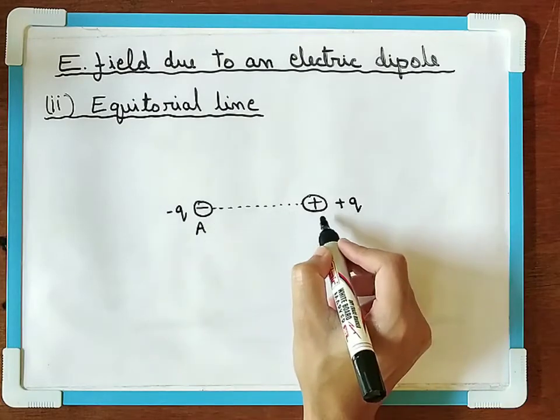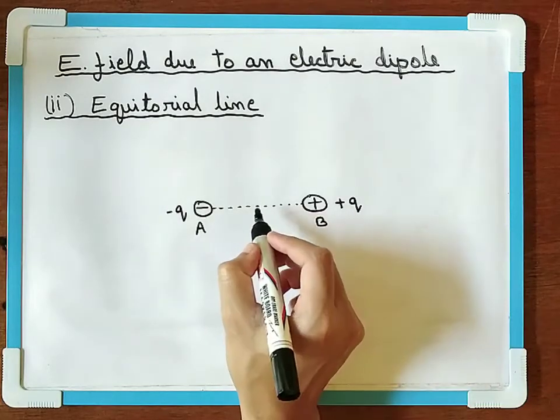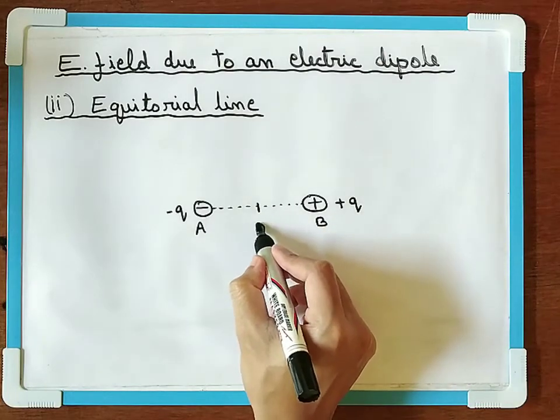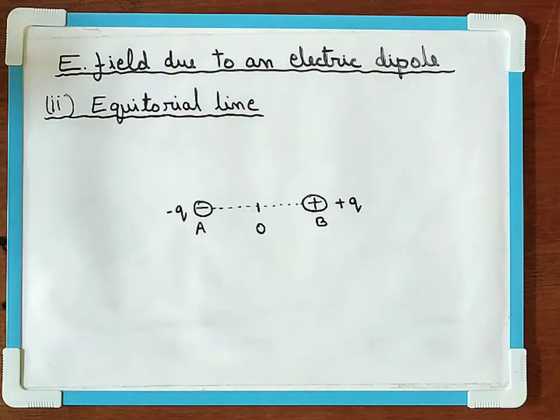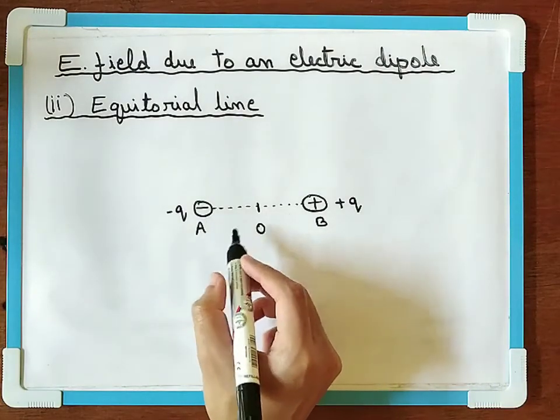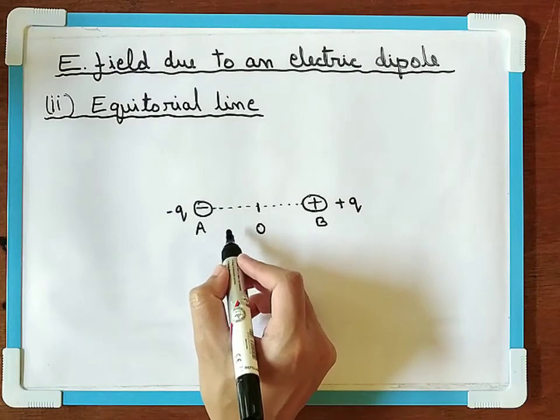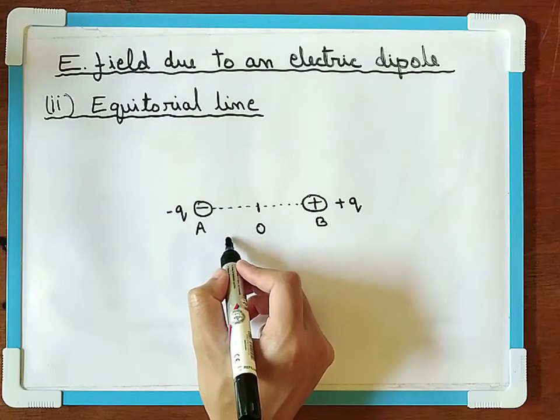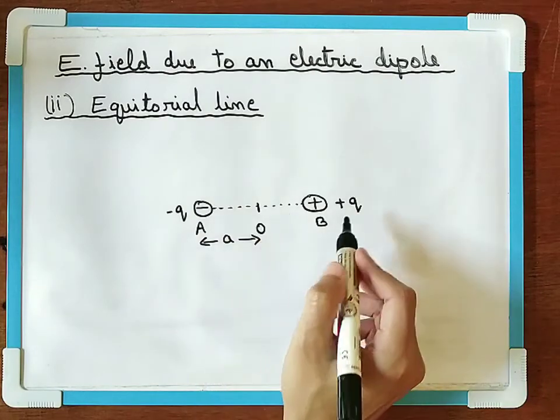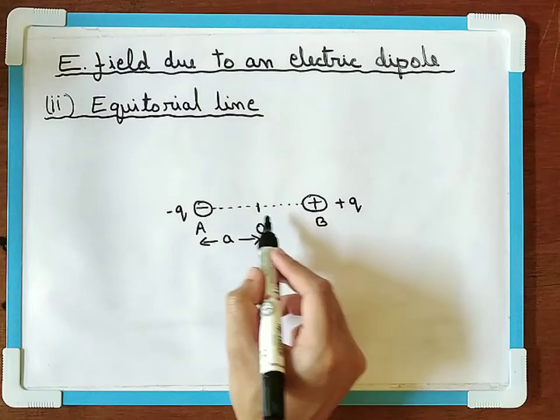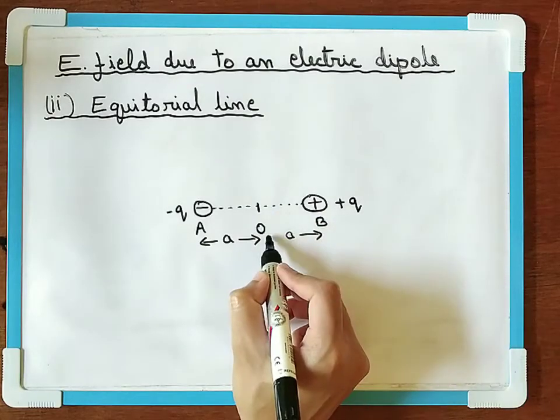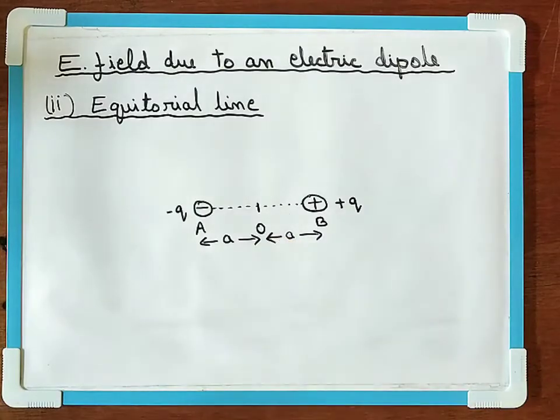Now let this minus q be at A and plus q be at B, and let O be the center of the electric dipole. Now the distance of charge minus q from O is given by small letter a. Similarly, the distance of plus q from the center is again a. So dipole length is 2a.